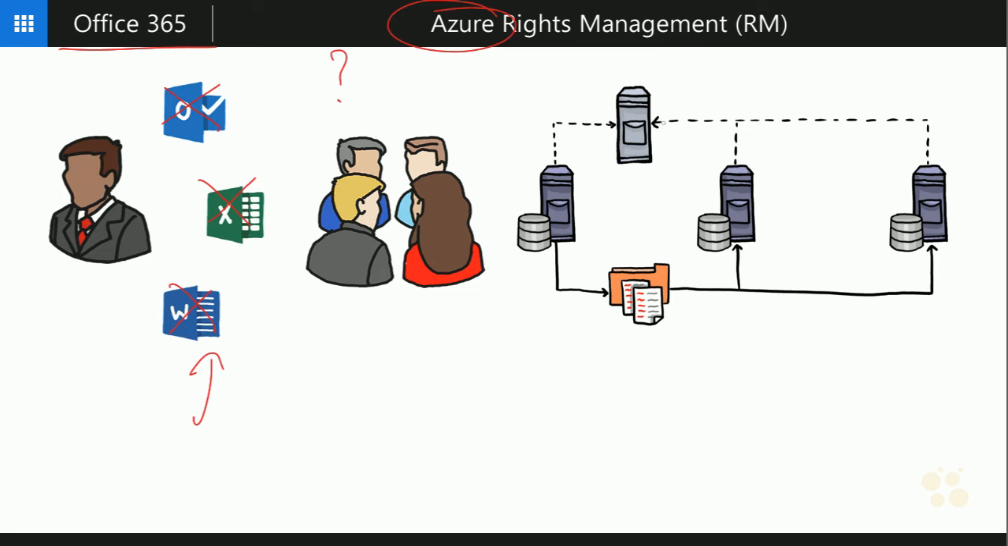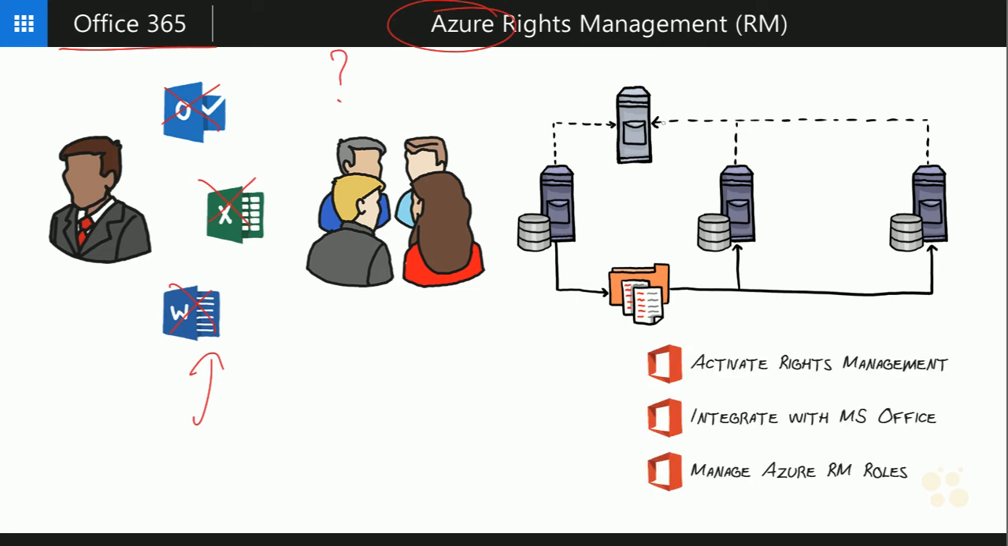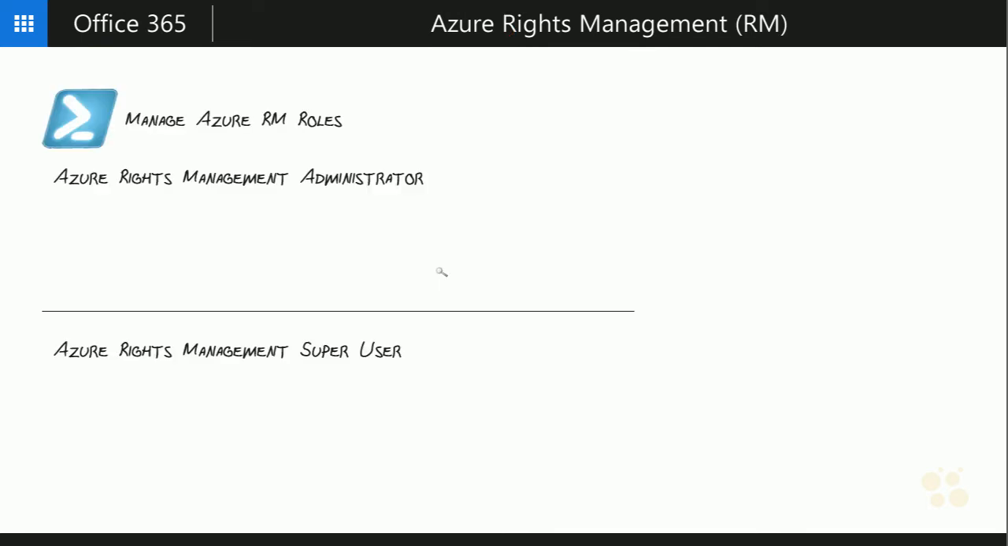In order to get it set up and get it working here inside of your organization, you're going to need to first activate Rights Management inside of the admin console. It's really easy to do. And then you need to integrate it with Microsoft Office. Basically, the clients, the people who want to protect documents, will have to connect to the ARM server from their Microsoft Office installation. And then finally, we need to manage the Azure RM roles, the two administrator roles for Azure Rights Management, and these are going to be done via PowerShell. Let's talk briefly about the ARM PowerShell commandlets that you need to know for both administering ARM on a day-to-day basis as well as passing the 70-346 exam. And then I'll jump into my demo system and I'll actually set all this up live.